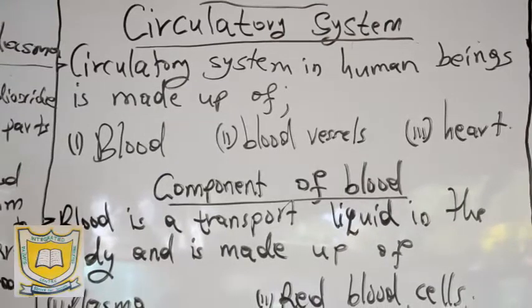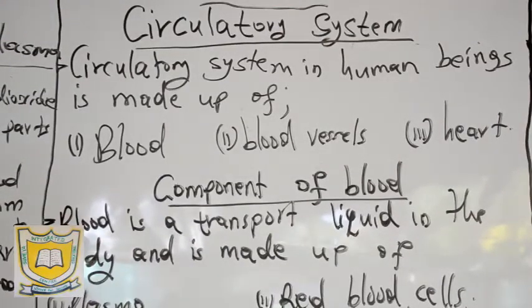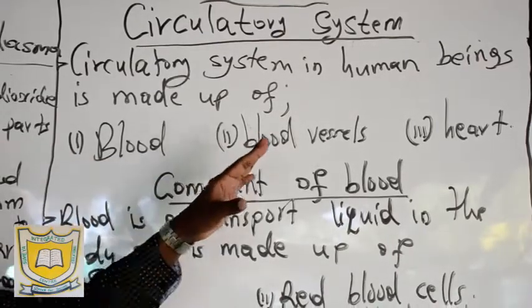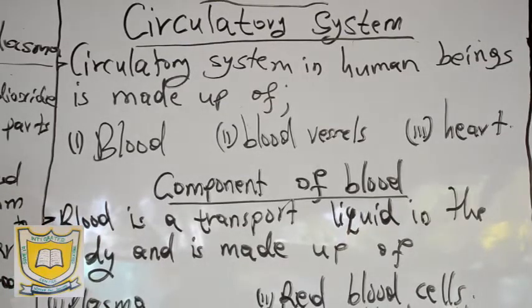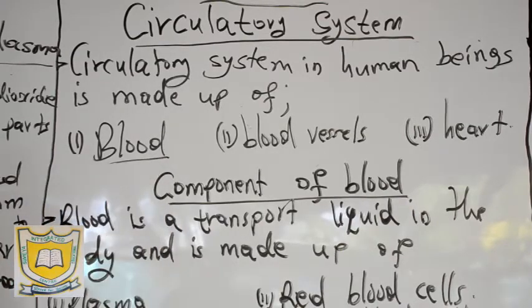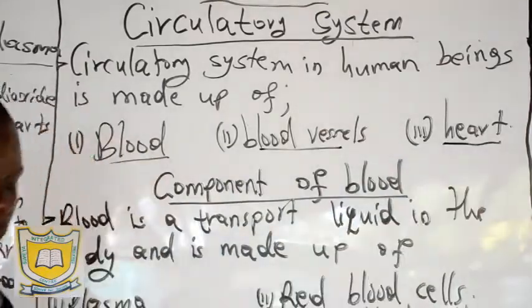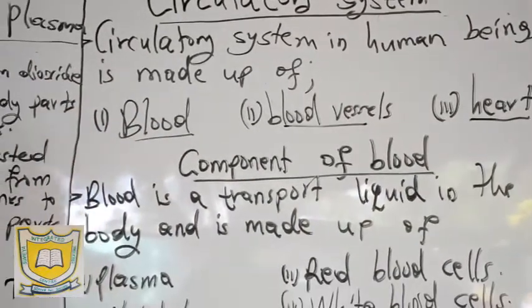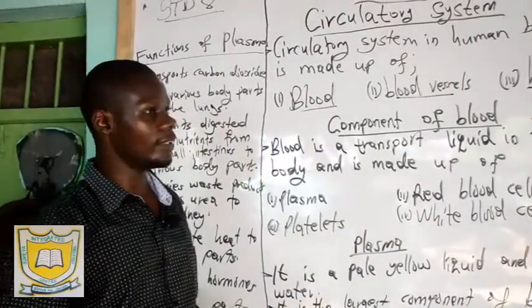Circulatory system. To start with, we have to understand what the circulatory system in the body is. The circulatory system in human beings is made up of the following. When we talk about the circulatory system, we mean that we will have to talk about the blood in the body, the blood vessels, and also the heart. Those are the three main parts which comprise the circulatory system in the body.